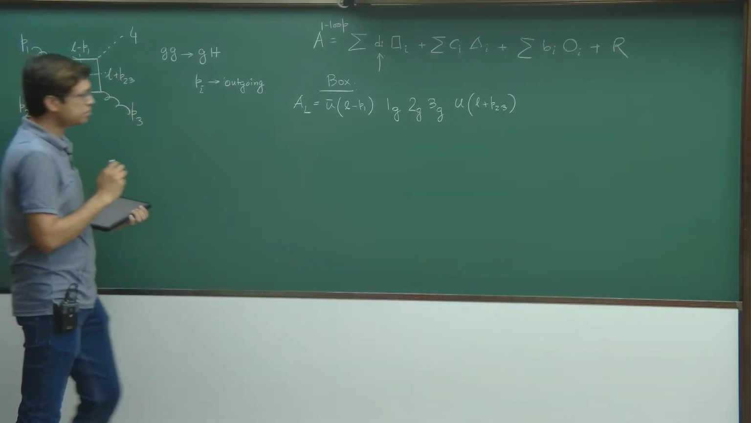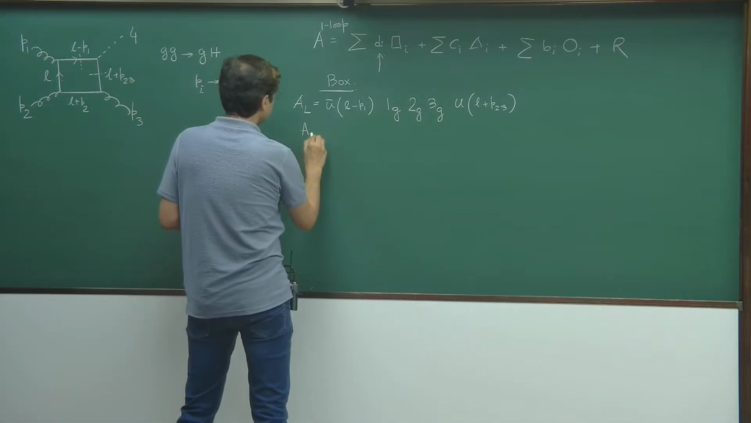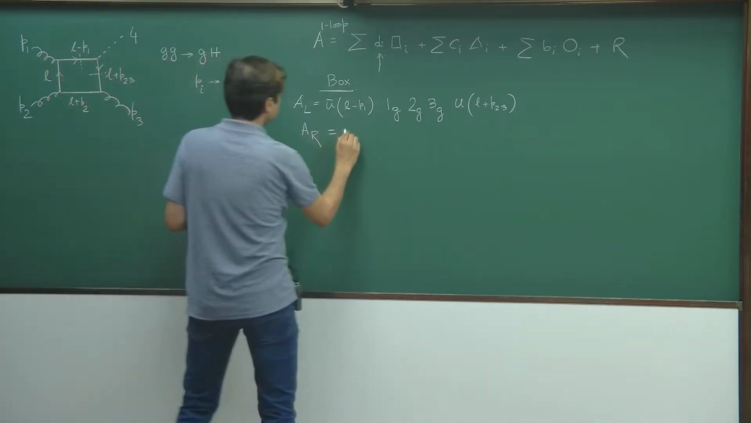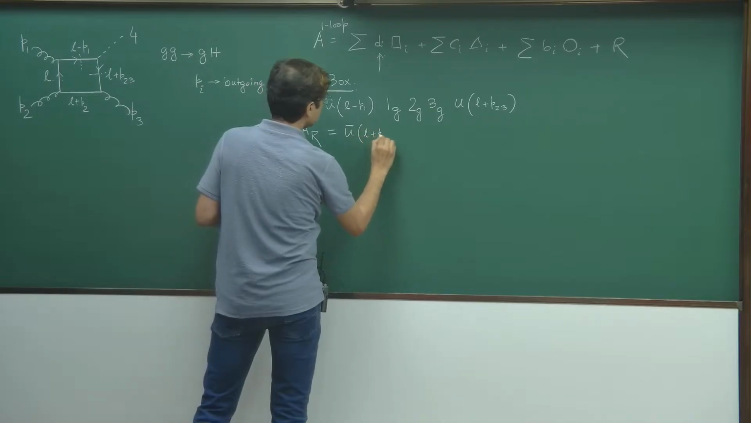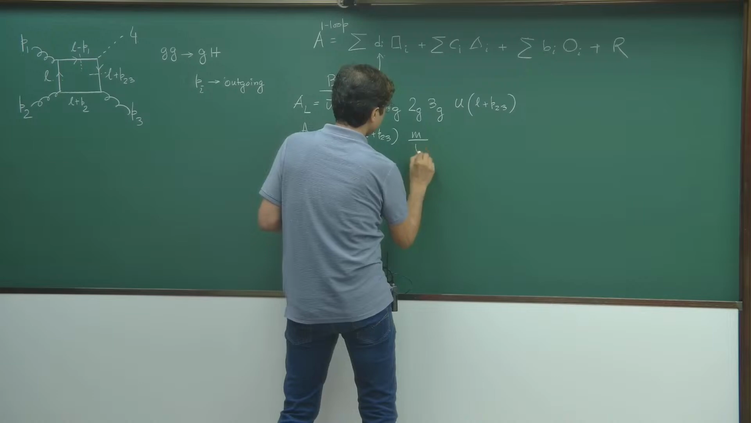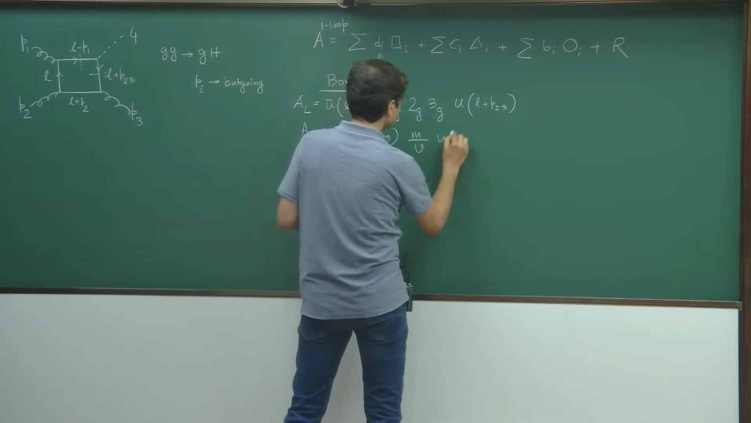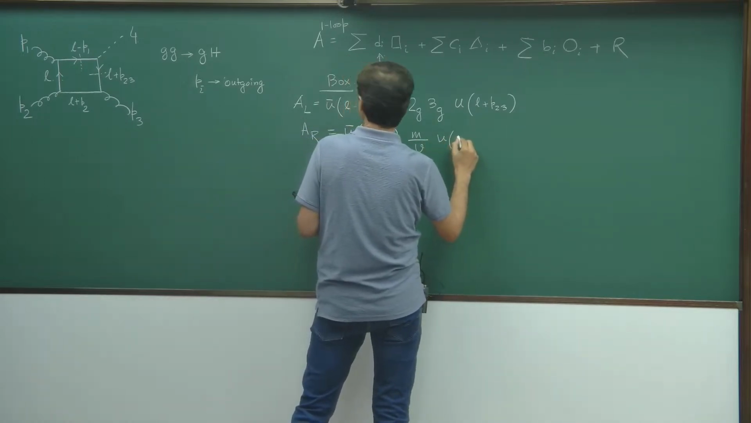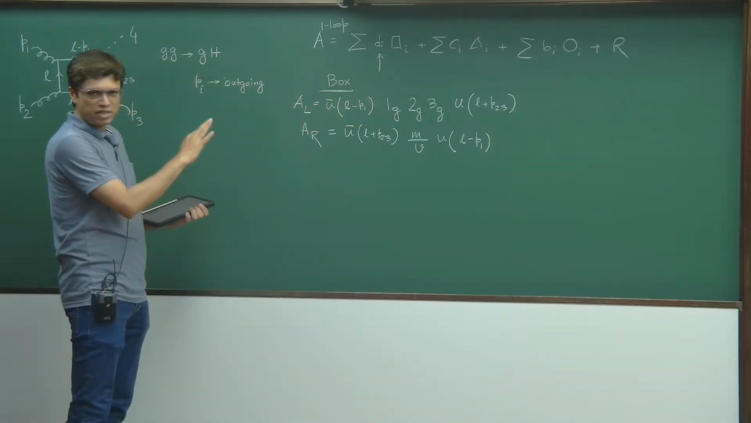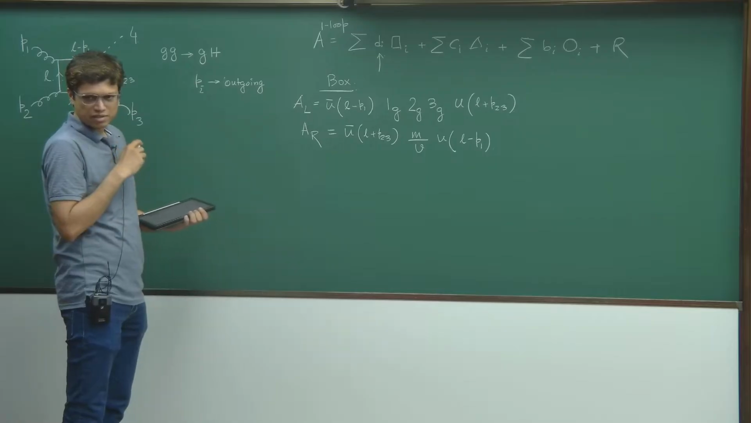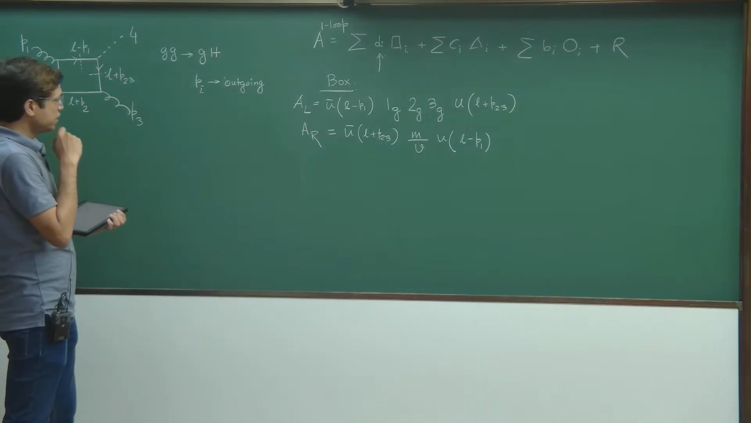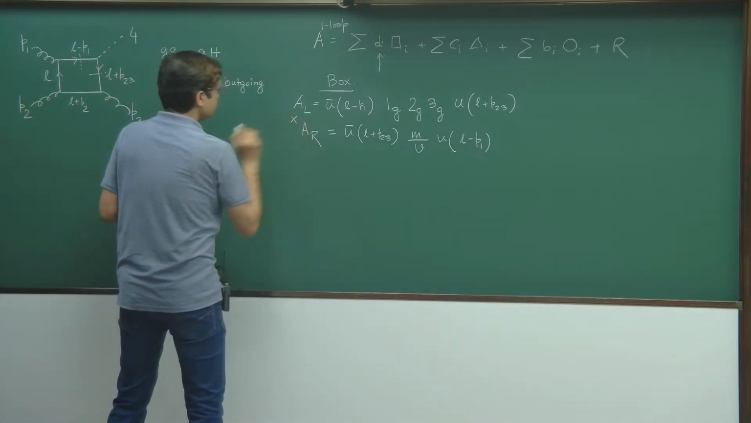This is the diagram. The right side of the cut, what do I have? I have u bar (L plus P23), m by v, where m means mass, and u (L minus P1). I have not written anything yet, just the structure. Now I will come to it. So now I have to glue these two amplitudes.